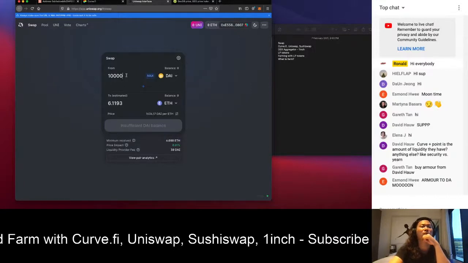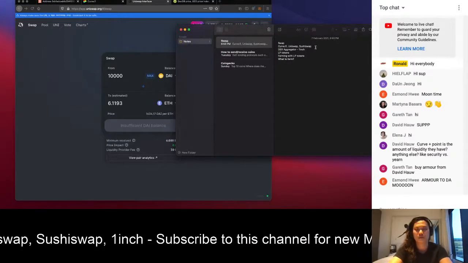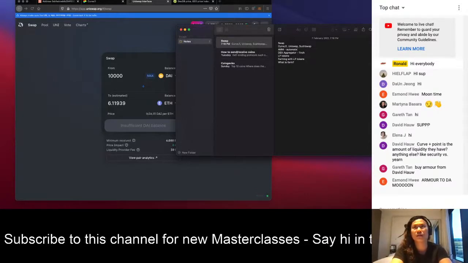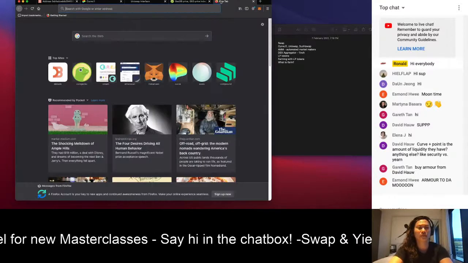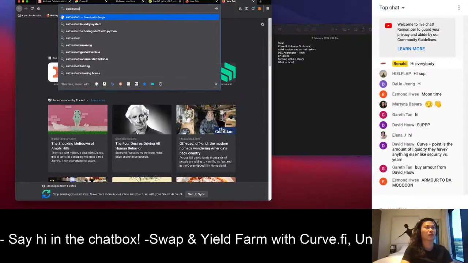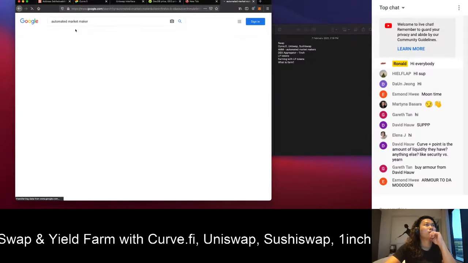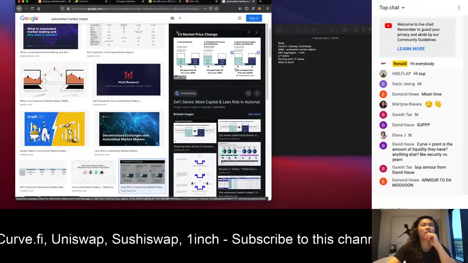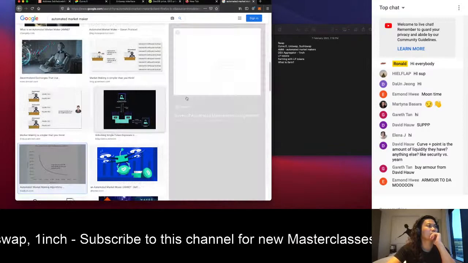And why is this so? This is because Uniswap and Sushiswap are both AMMs, which you'll see quite often, automated market makers. And the idea about automated market makers is that, let me find the graph here.